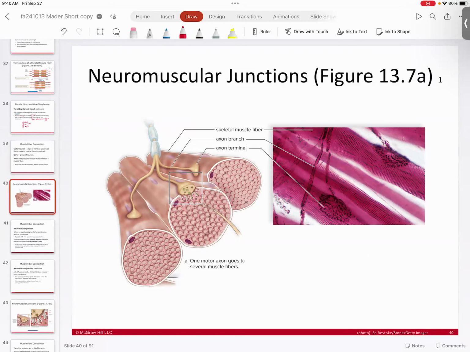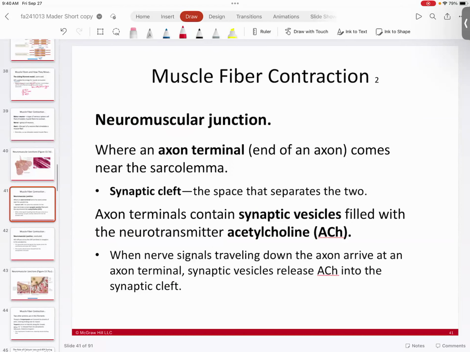Here you can see a motor neuron that has its axon coming into the muscle. That axon will branch out and make contact with multiple muscle fibers, so you can communicate and coordinate across a lot of different muscle fibers. This terminal area is what we refer to as the axon terminal, the end of the axon, and this is the one that actually comes near to the sarcolemma. The interface between your motor neuron and the muscle is what we refer to as the neuromuscular junction.